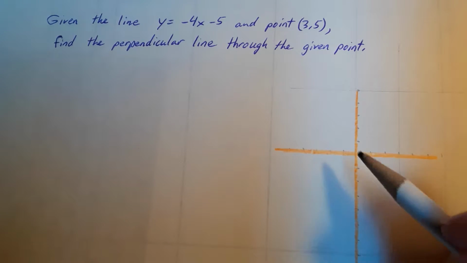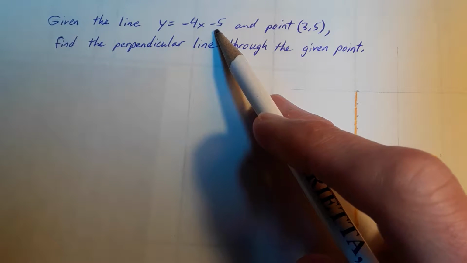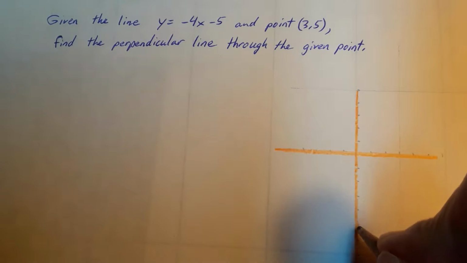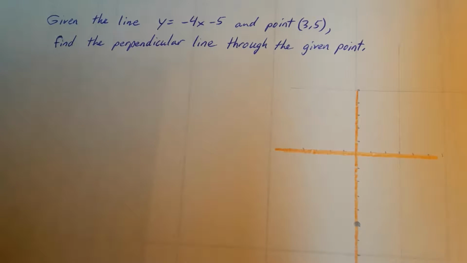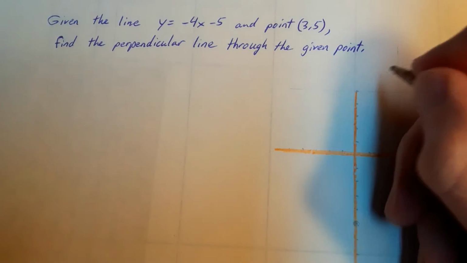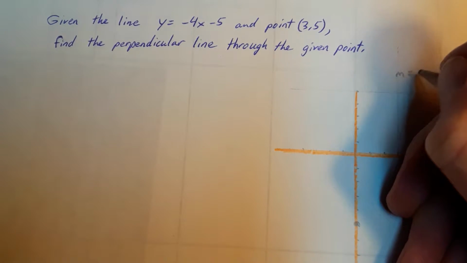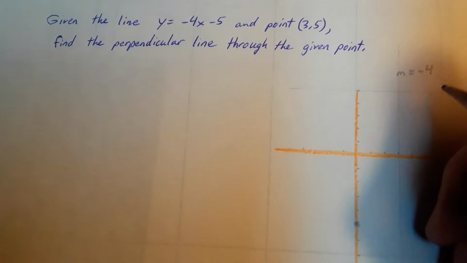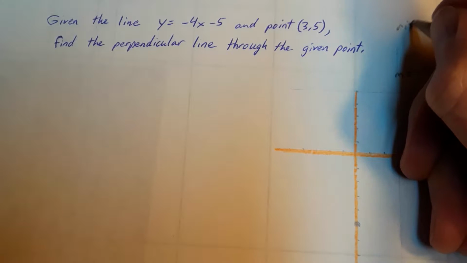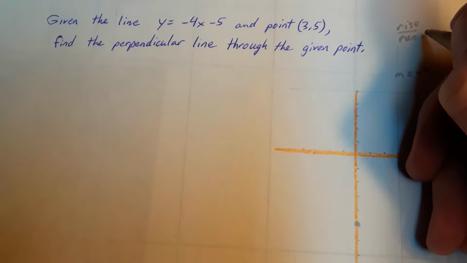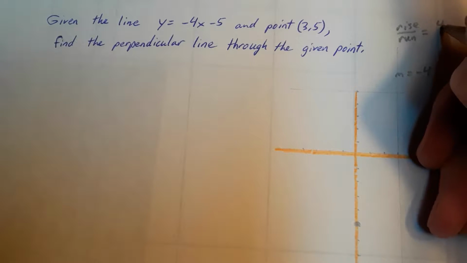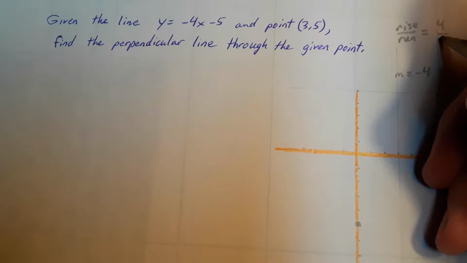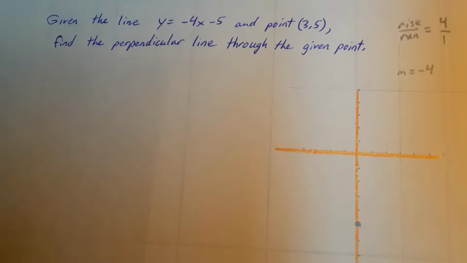Alright, so the line has a y-intercept at -5, so we come down 1, 2, 3, 4, 5. So we're going to have the y-intercept here at -5. And then again we have a slope of -4, and we need that to be a rise over run. So we have 4, and we need this to be a fraction, and so we just take the whole number and we put it over 1.